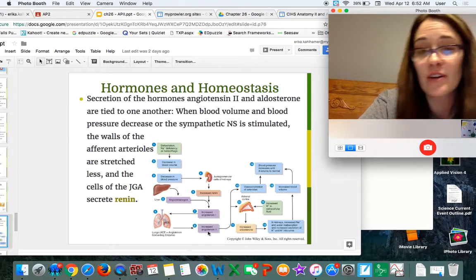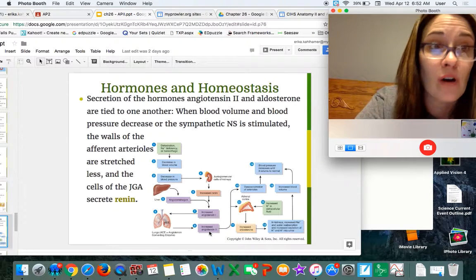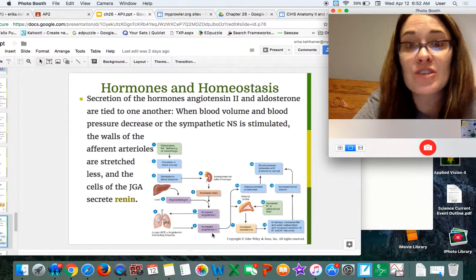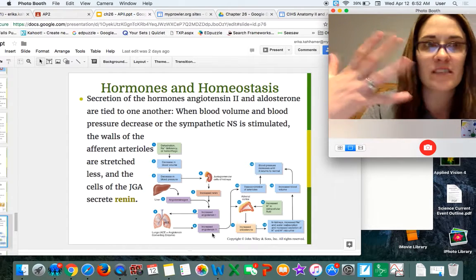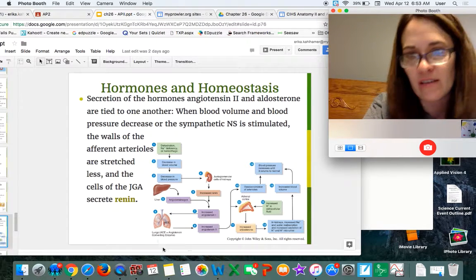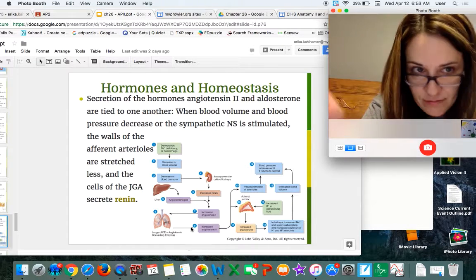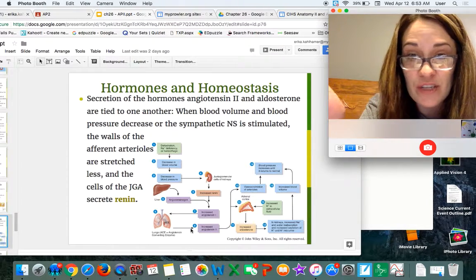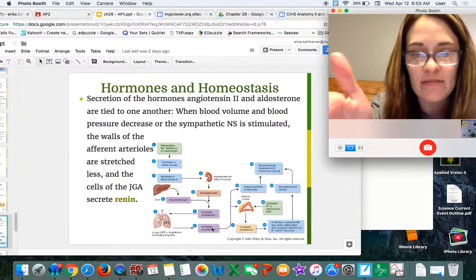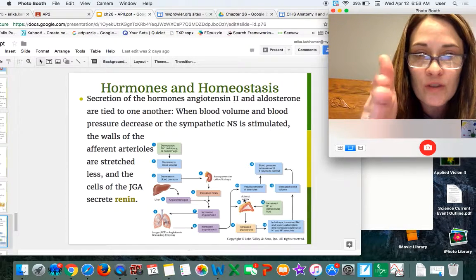Now that gets converted to the active form, which is known as angiotensin 2. Now it's active. Now it's ready to do its job via help from an enzyme in the lungs called ACE, angiotensin converting enzyme. Okay, so now it's active, and it's going to go do a few things.